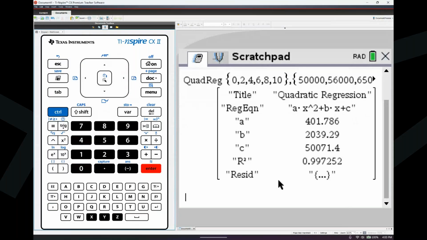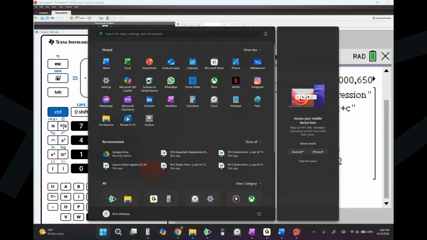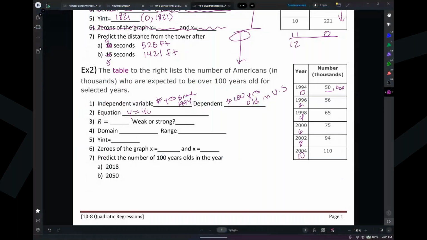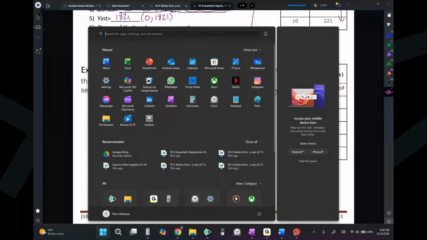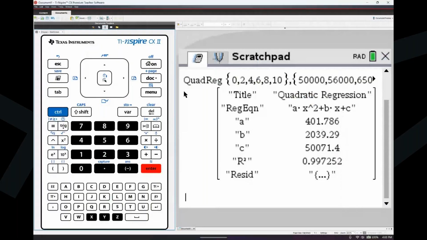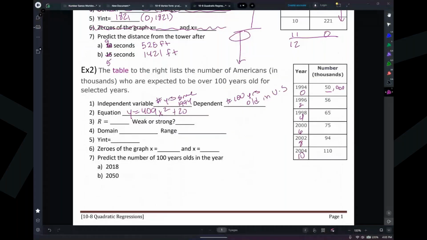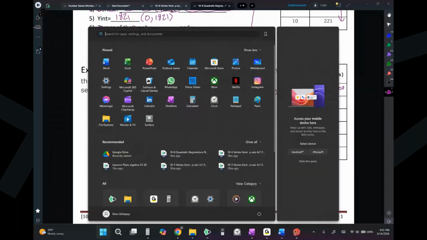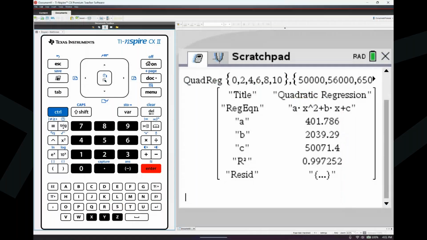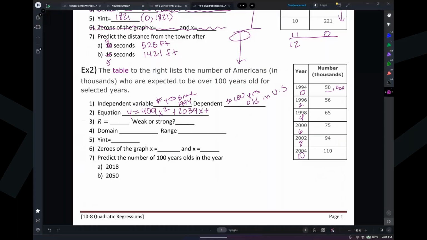Now, these are not going to be pretty, right? But what are we saying? It's about 401x squared, plus 2039. So y equals 401x squared plus 2039x plus, what? Plus about 50,071, right? 50,071. Yeah.